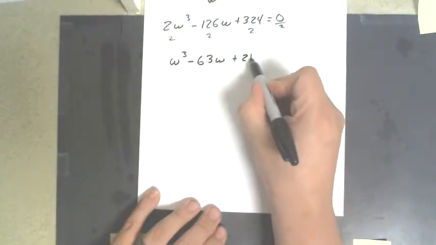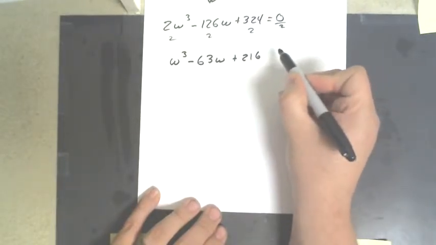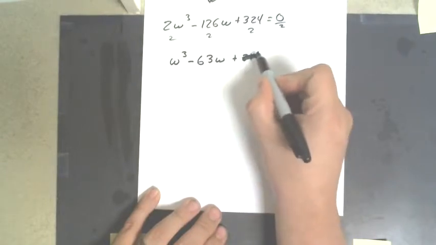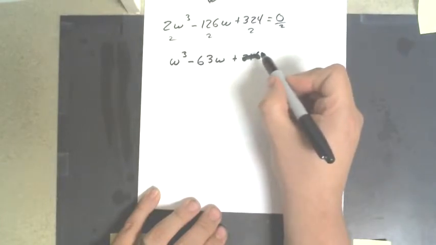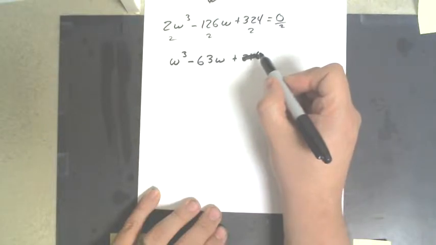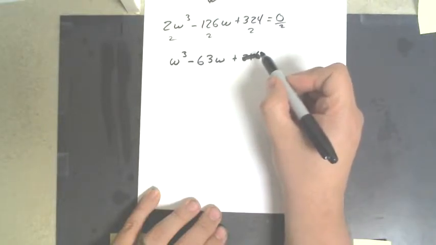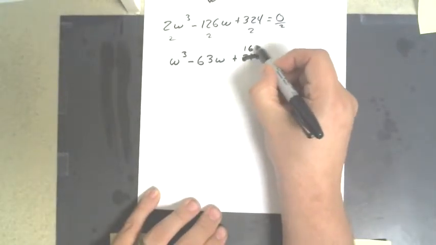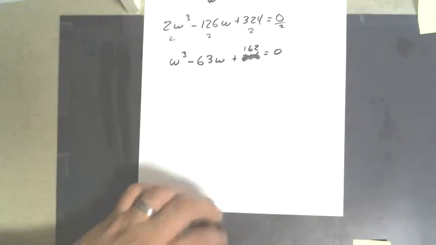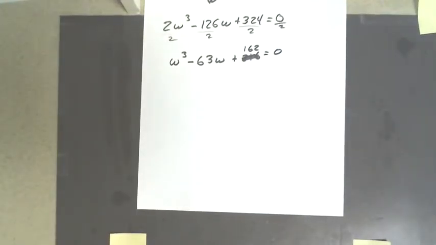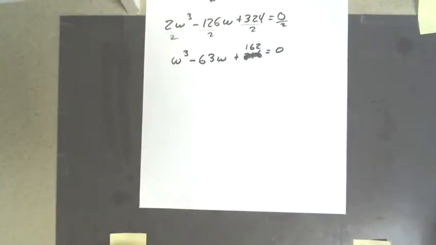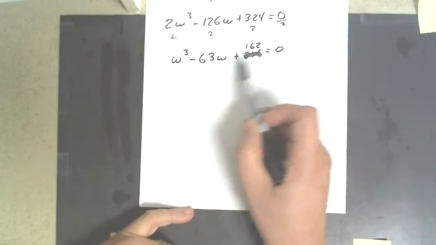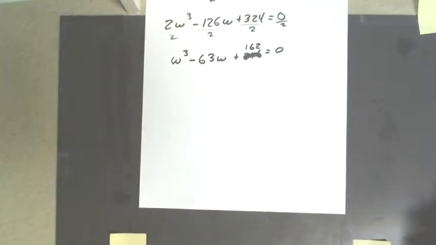Was it 216? No. How about 162? My brain's not working. So, yeah, 162. Yeah, 150 plus 12. Okay, yeah, 162. So, that's what we're trying to factor. Now, again, if it was a quadratic, we could ask what multiplies to this and adds to this, but it's not a quadratic, so we're stuck.